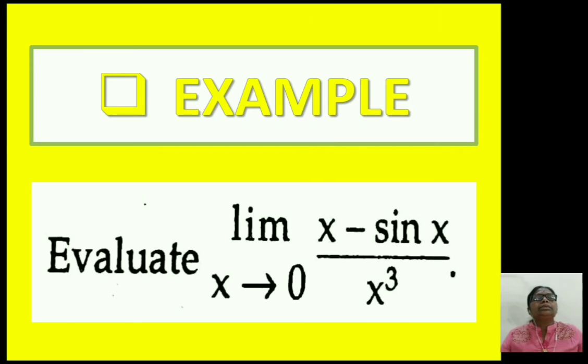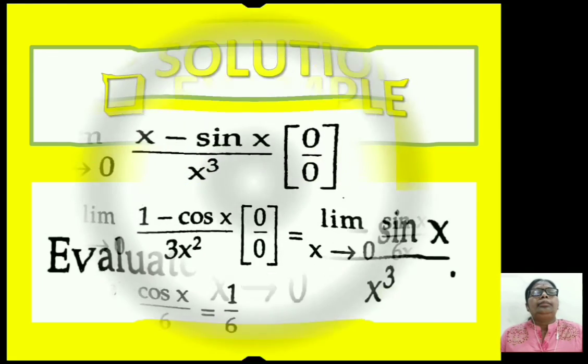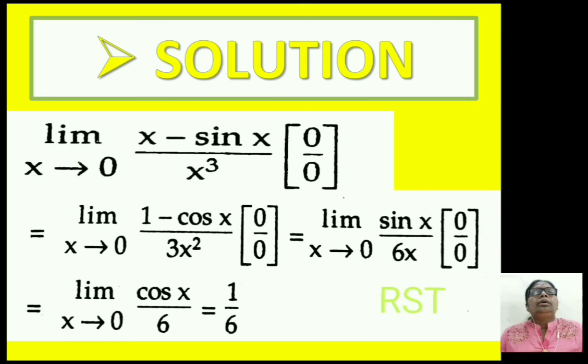Now consider second example. Evaluate limit of x minus sin x upon x cube as x tends to 0. As x tends to 0, in the numerator put x equal to 0, so that we get 0 minus sin of 0, which is also 0. And in the denominator x cube means 0, so that we get the indeterminate form 0 by 0. So we use L'Hospital's rule.